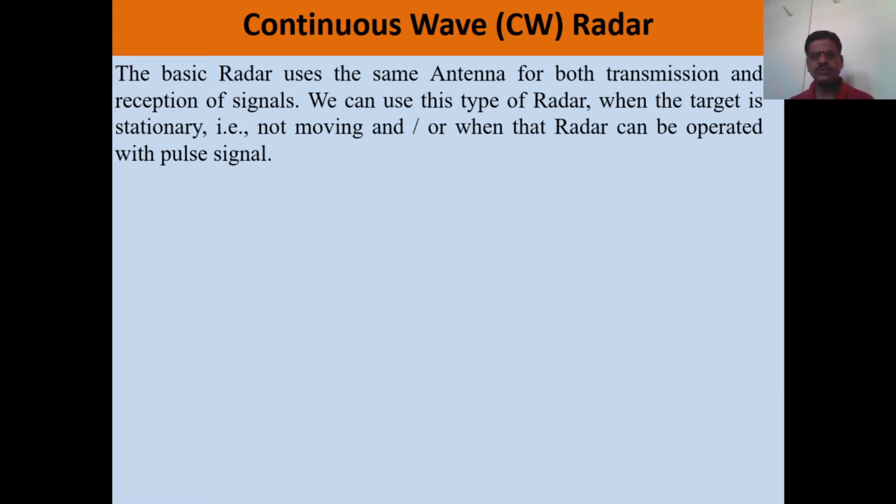We can use this type of the radar when the target is stationary, means the target is not movable, or when the radar can operate with the pulse signal. Actually, when the target is not moving, or when the radar operates with the pulse signals, at that time we are using the same antenna for the transmissions and the reception of the signal.